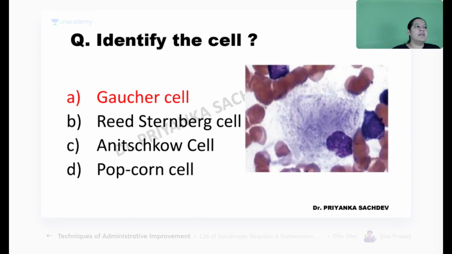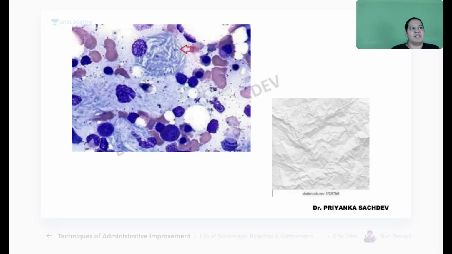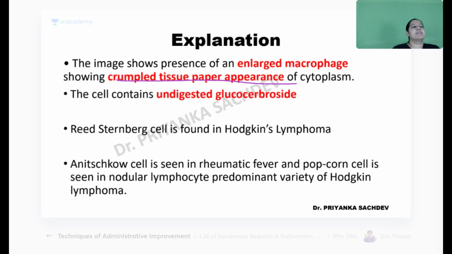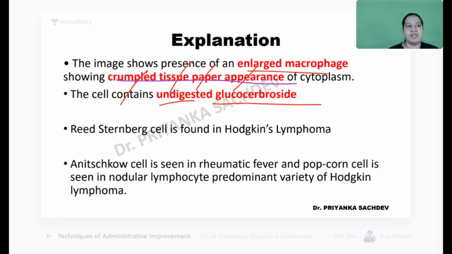Have you got it? So in Gaucher disease, we have typical crumpled tissue paper appearance. See the cytoplasm of the cell. This is a Gaucher cell. Don't see the nucleus, see the cytoplasm and compare it with a crumpled, wrinkled tissue paper. So typical appearance is known as crumpled tissue paper appearance. It is due to accumulation of glucocerebroside in the cytoplasm. This cell is an enlarged macrophage in which the cytoplasm contains undigested glucocerebroside, which is giving the appearance of crumpled or wrinkled tissue paper to the cytoplasm.